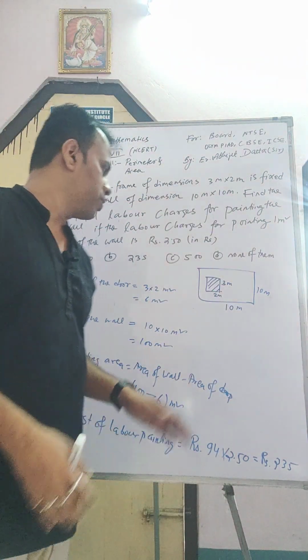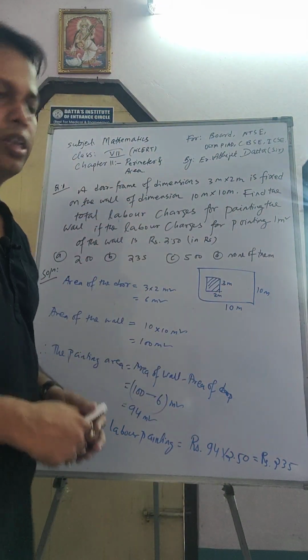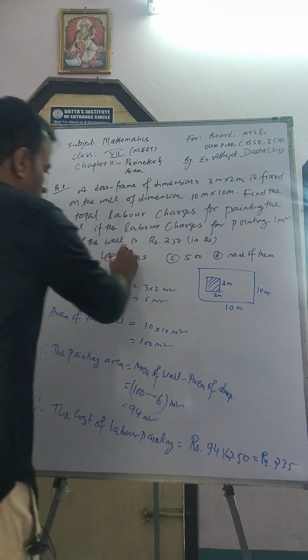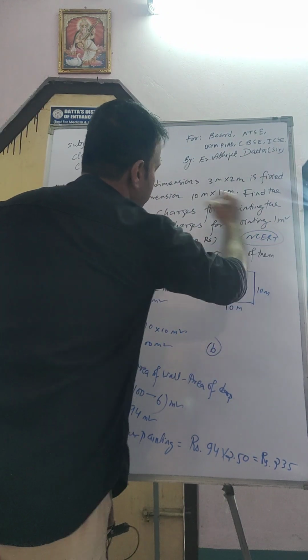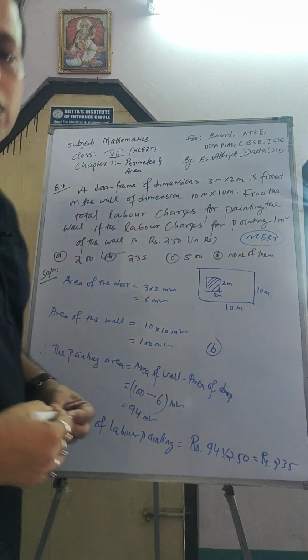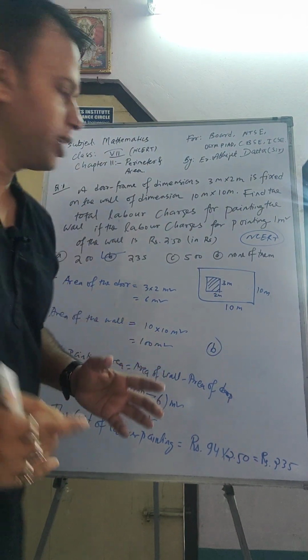Okay, door area we have to remove. So which option is correct here? Option B is the correct option. And this question I take from NCERT. This question is from NCERT. Okay, this is a so interesting question. So let me explain again.